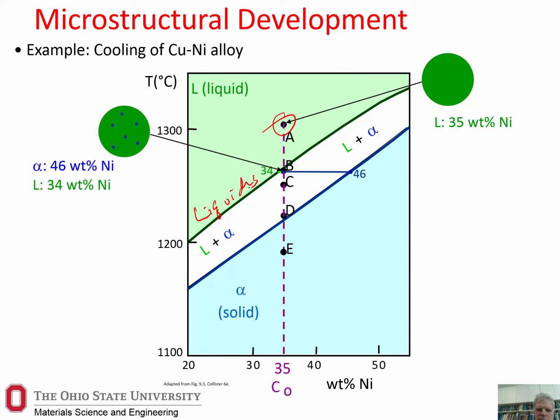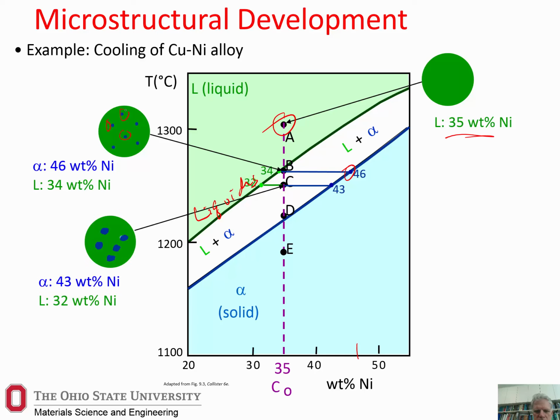Come down to point B, and you just start forming solid. And again, overall, you've got 35% liquid, but that solid is going to have 46% nickel in the liquid. So these are going to be little nickel-rich particles that end up forming. Get here to the middle. You've got something that's in equilibrium also here, where you've got 43% nickel in the solid, and you've got about 32% nickel in the liquid, and it's mixed.